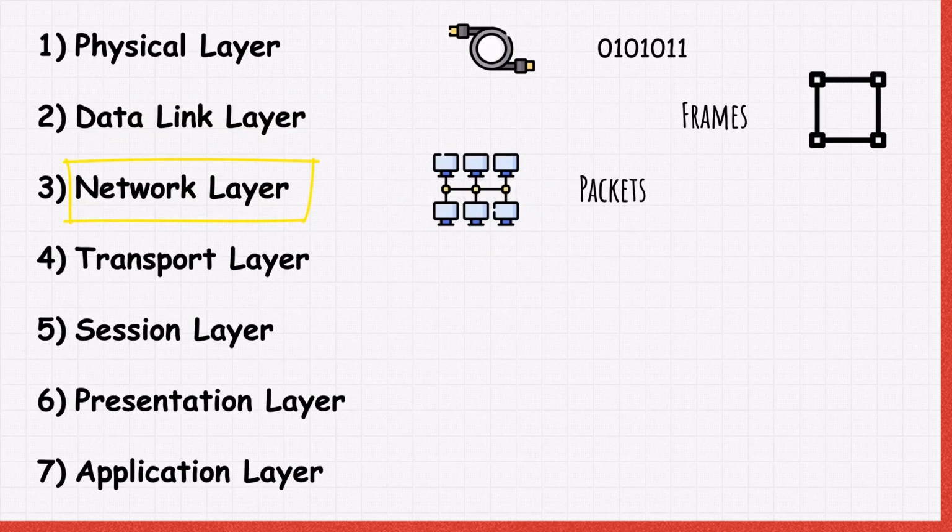The next layer that we have is the network layer, and this layer is responsible for facilitating data transfer between two different networks. It deals with issues such as addressing and routing, and is responsible for finding the best path for data to travel. When we talk about packets, we typically refer to the network layer.